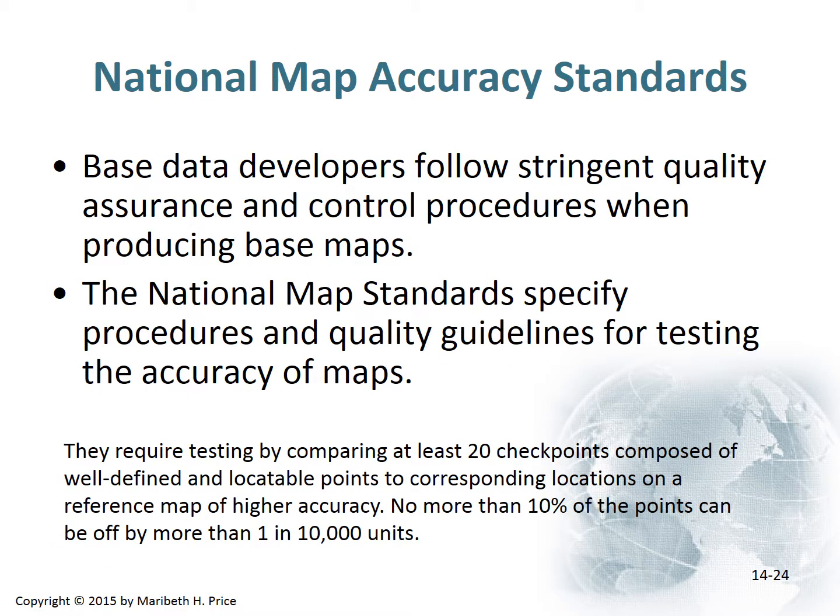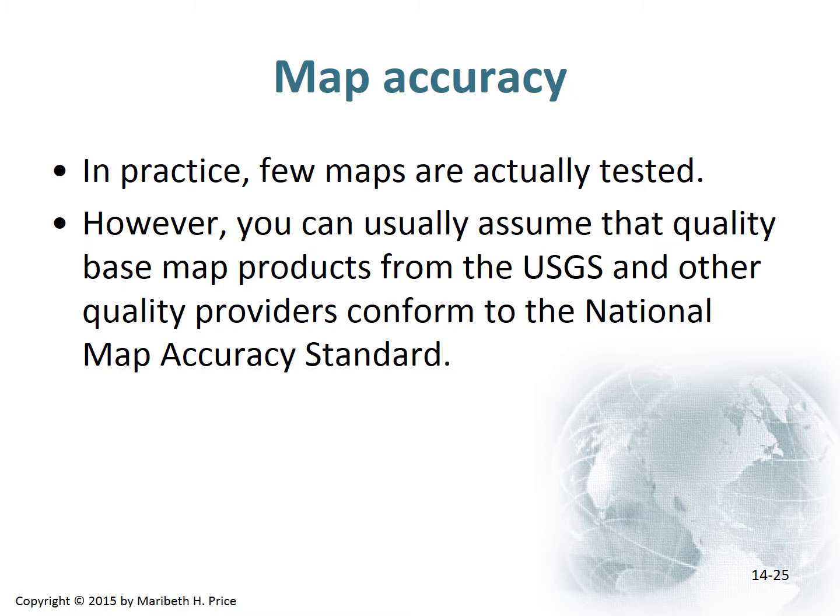National map accuracy standards. Base data developers follow stringent quality assurance and control procedures when they produce base maps. The national map standards specify procedures and quality guidelines for testing the accuracy of maps. There's at least 20 checkpoints, and all the different stuff that they have to do to make sure that when they generate these products they are in fact good quality. In practice, maps are rarely actually tested to see how accurate they are. What you can assume is that quality base map products from organizations like the USGS and the National Map conform to the National Map Accuracy Standard.